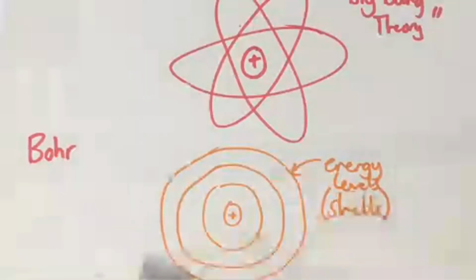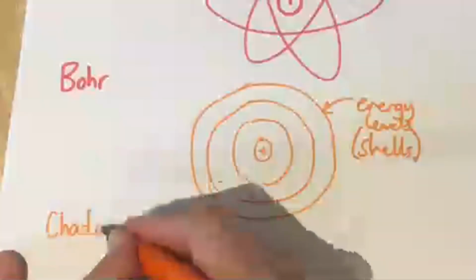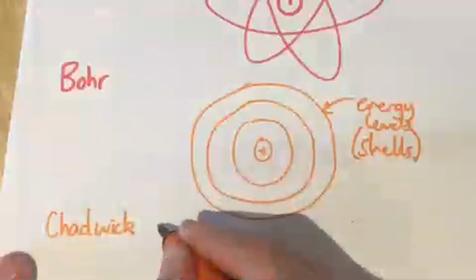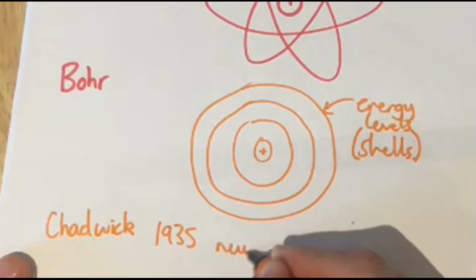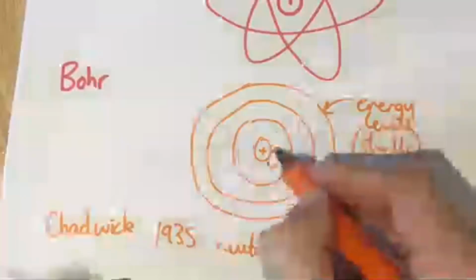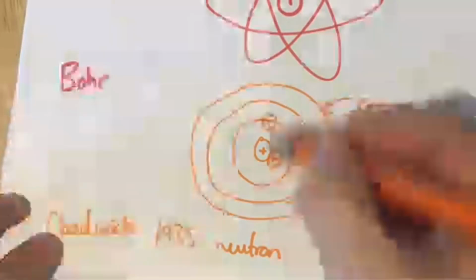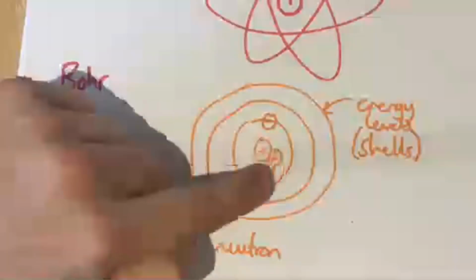Now the other person, and last year people got really annoyed at it, was Chadwick. And what Chadwick does is, in 1935, he discovers the neutron, and that basically plumps up the nucleus. So it's exactly the same as that, but I'm having a neutron in the middle. And that here is the model of the atom which we need to be familiar with.